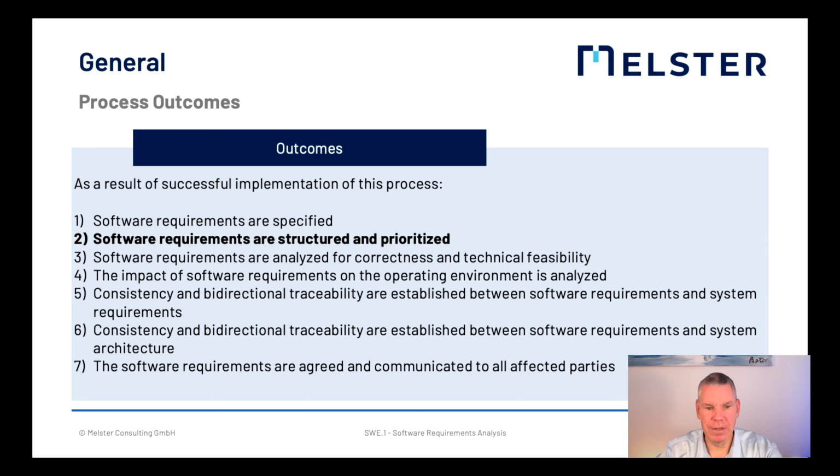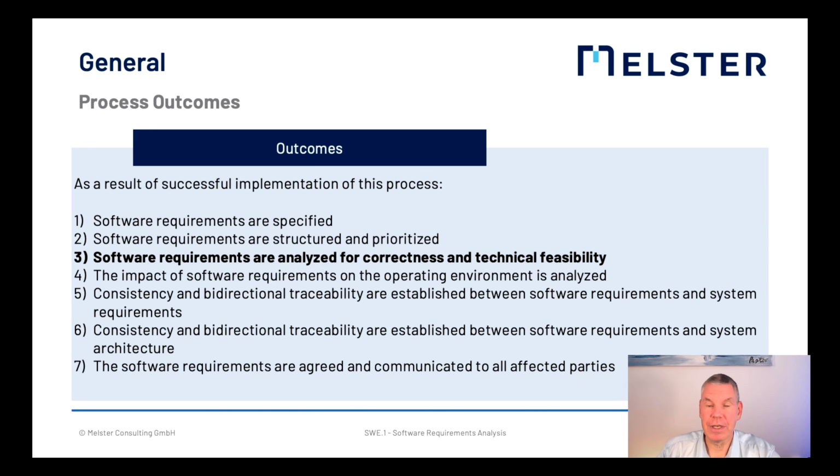The second outcome is the software requirements are structured and prioritized. The requirements are organized in a clear and logical manner. This can be done by doing two things: define a chapter structure which fits to the product and/or provide additional information as requirements attributes, as we will see. This additional information can include the priority, the assignment to a release, the allocation to a feature or feature set, or the safety and security relevance.